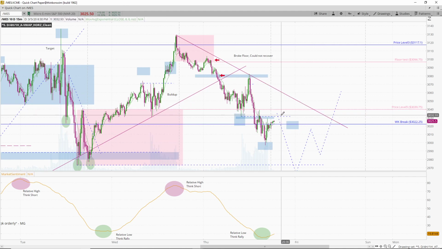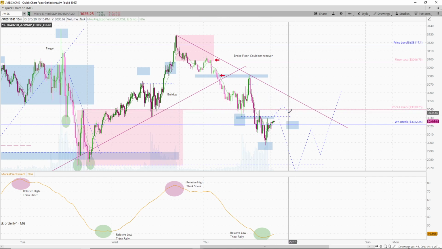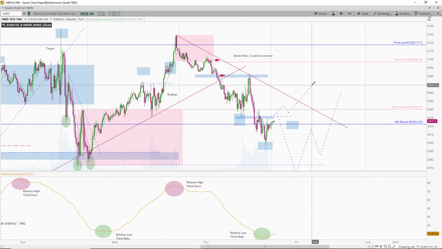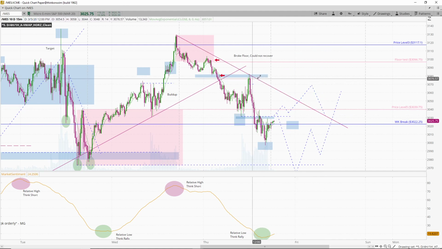Here's your other scenario. Get up there, test it again. And if we do break through, then we're going to come back down and test that again, because we've got this high pivot here. We can come out and take those out.